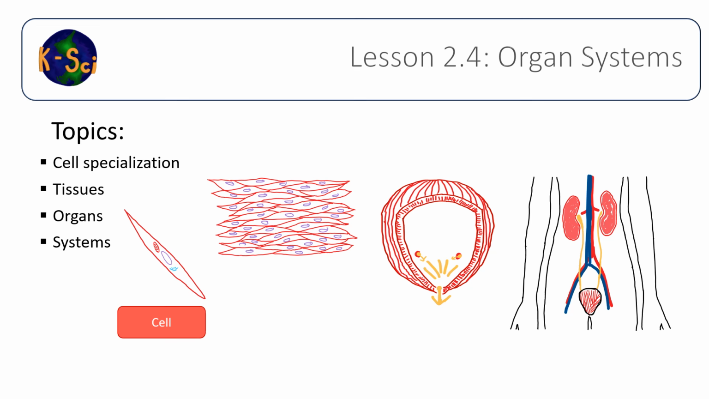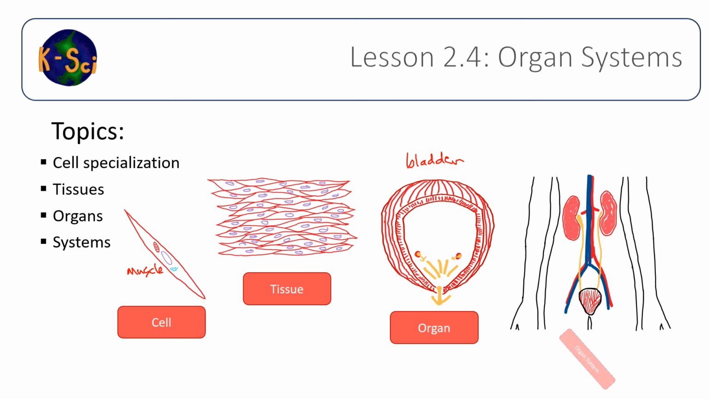This cell I've drawn represents a muscle cell. Those cells can be grouped together to contract together and work together, and that's called a tissue, where you have a bunch of cells working together. So this would be some muscle tissue. Different tissues can work together to make organs, like this bladder that I've drawn here. And then different organs can work together to make an organ system, like the kidneys here, and the ureter, and the bladder, that are all part of the excretory system.